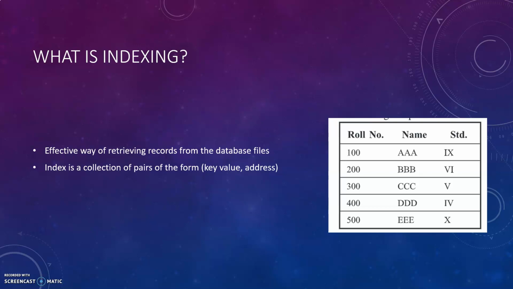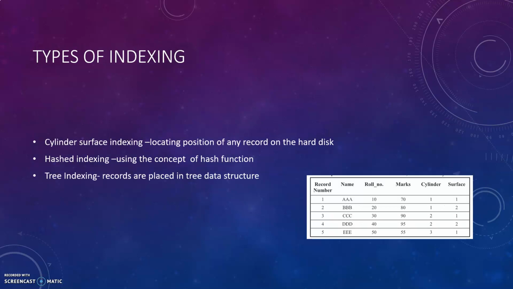Suppose I want to retrieve student data. Suppose the index is 100, I'll give the key value and address pair in that format, and I will retrieve the data of roll number 100. So indexing is an effective way of retrieving records from the database. Now there are different types of indexing: cylinder surface indexing, hashed indexing and tree indexing.